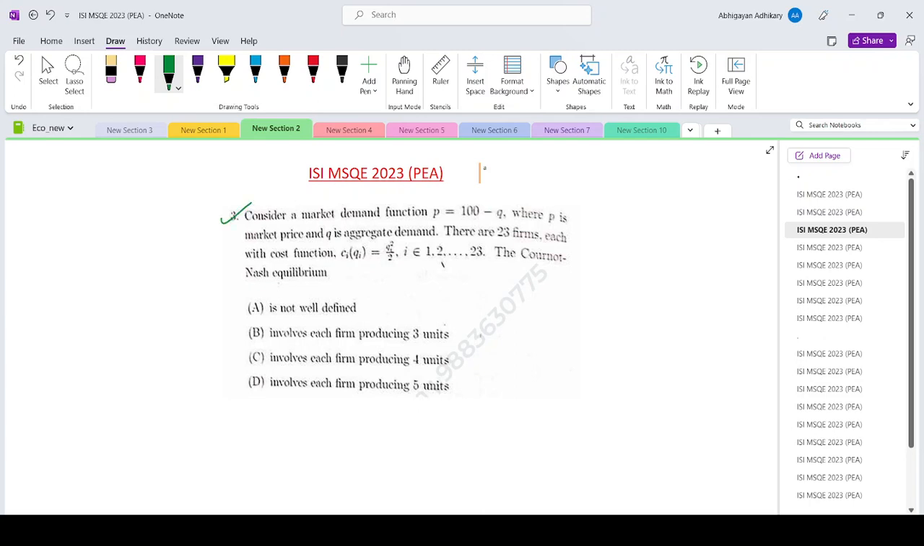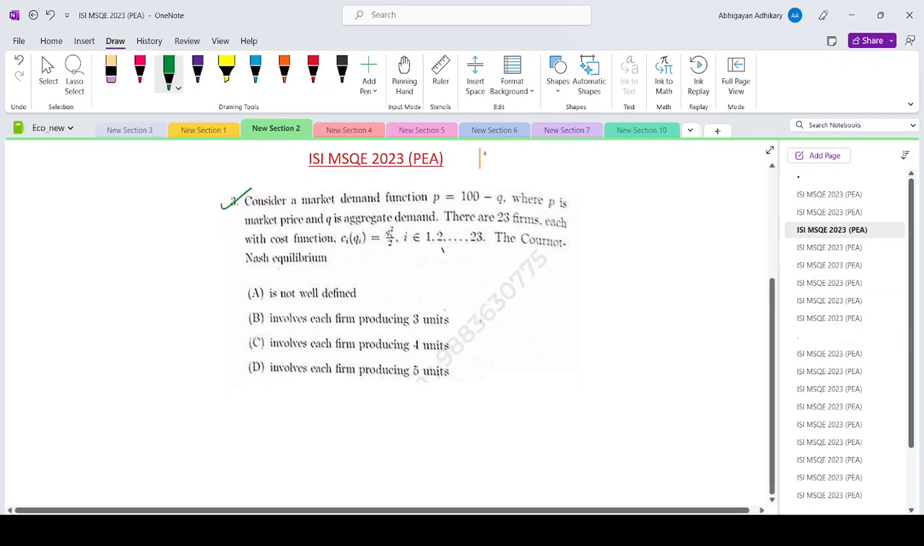Today we are looking at the ISI MSQE 2023 paper, question number 3. Consider a market where the demand function is P = 100 - Q, where P is the market price and Q is the aggregate demand. There are 23 firms, each with a cost function Ci(Qi) = Qi²/2, where i runs from 1 to 23. Then the Cournot-Nash equilibrium is how much? That is the question. So let us take down the information.